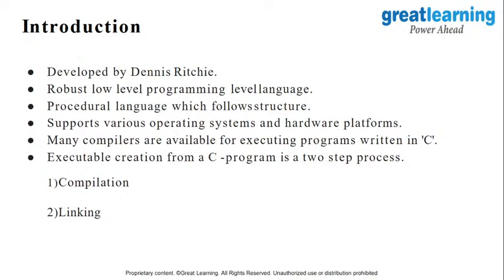The C language is called the mother of all programming languages. It was developed by Dennis Ritchie. It's a robust low-level programming language. What do I mean by robust? You have more command over memory allocation. You have to allocate your memory and you have to free your memory. That's the reason it is robust. It's a procedural language which follows structure, so you have to follow a sequence of steps, and from this you go to the next step.